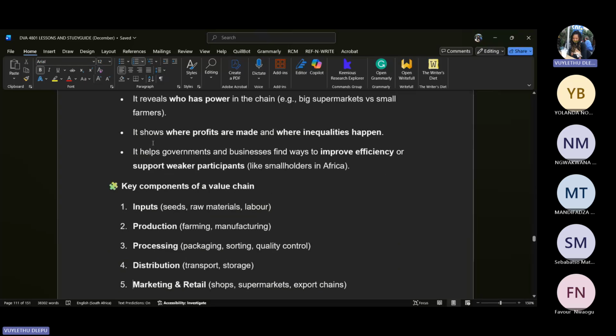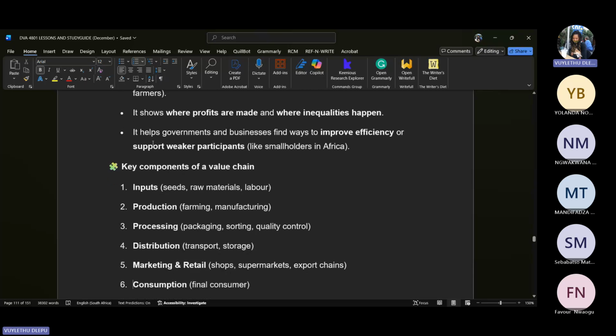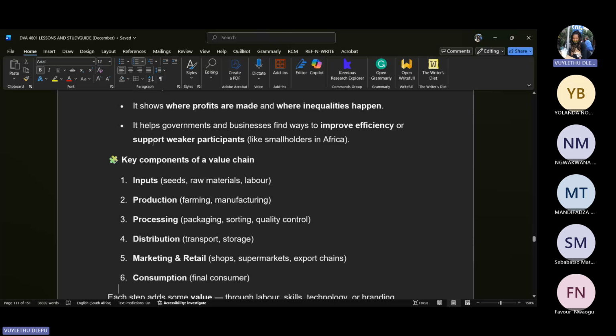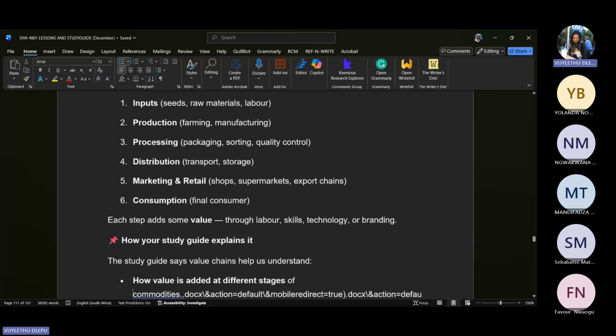Okay, fine. So I've already explained the value chain analysis, what it is, and now this is extra information for yourselves. Key components of a value chain are inputs. Inputs are like your seeds, your raw materials, and your labor. And then production, it's like your farming or your manufacturing. And then your processing has to do with your packaging, your sorting, your quality control. Your distribution has to do with transportation and storage. Marketing and retail has to do with shops, supermarkets, export chains, and consumption has to do with the final consumer. Each step adds some value through labor, skills, technology, or branding.